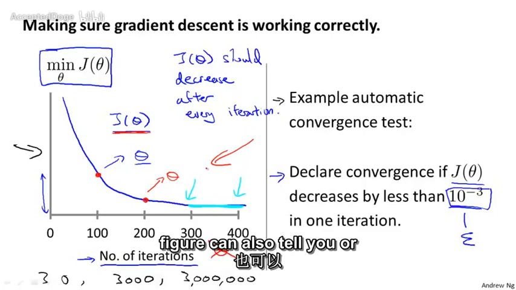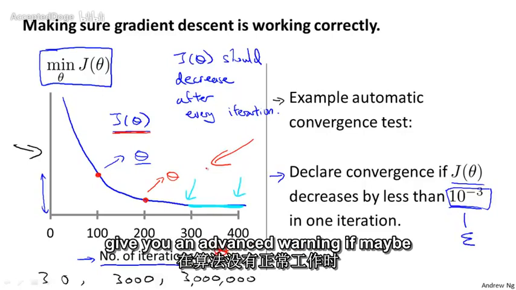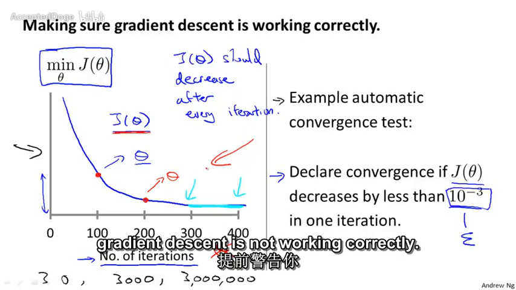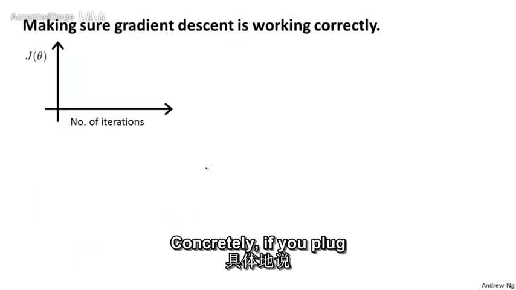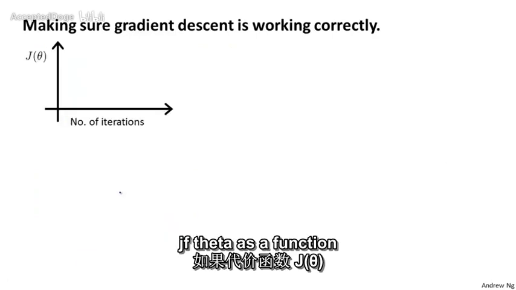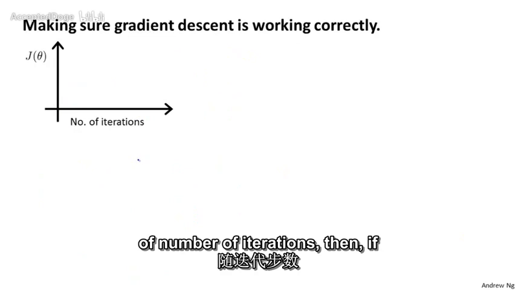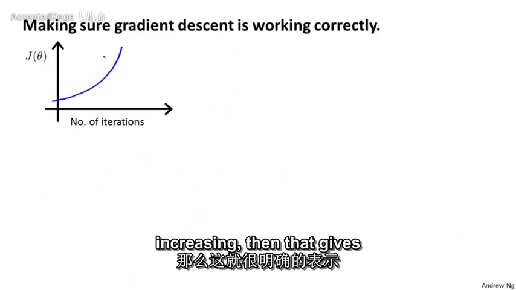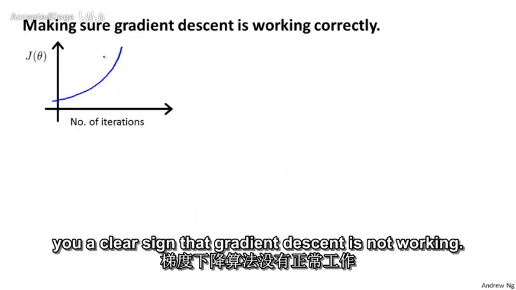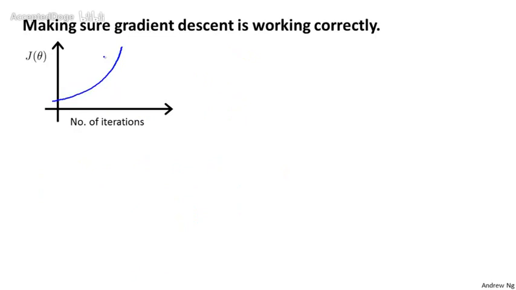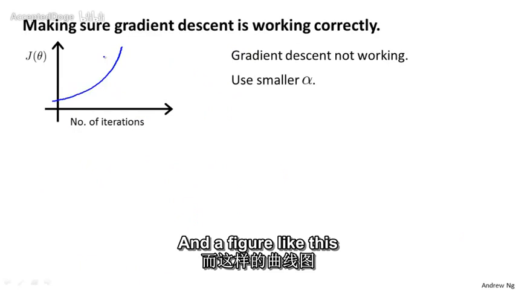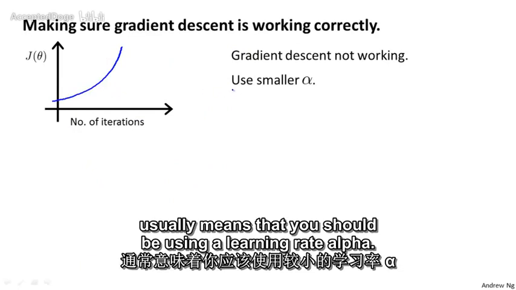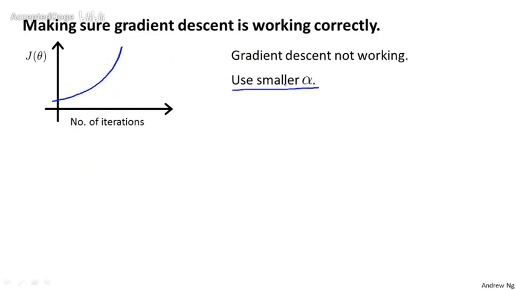Looking at this sort of figure can also give you an advance warning if maybe gradient descent is not working correctly. Concretely, if you plot j of theta as a function of the number of iterations, and you see a figure like this where j of theta is actually increasing, then that gives you a clear sign that gradient descent is not working. And a figure like this usually means that you should be using a smaller learning rate alpha.